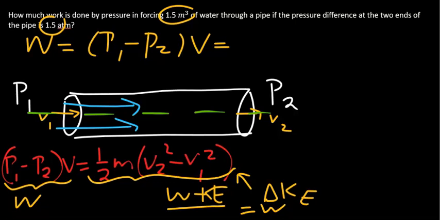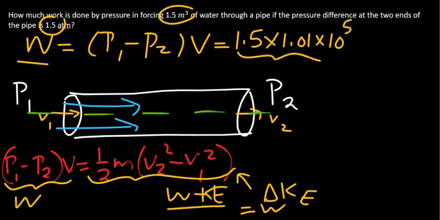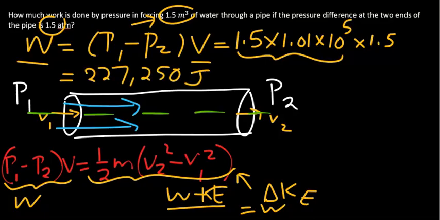Now, if you need to determine the work in the units of joules, then we need to change atm to Pascal. We know how to do that. It's 1.5 atm times 1.01 times 10 to the power 5. So that is the pressure difference in Pascal. Now what about volume? Volume is 1.5 cubic meter. So you simply multiply that with 1.5 cubic meter, and that should give you the work in joules. Calculating, you'll get 227,250 joules. And that is the answer.